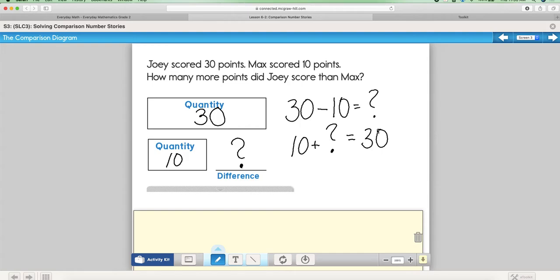So now on your dry erase board, I want you to tell me what the difference is. Joey scored 30 points. Max scored 10 points. How many more points did Joey score than Max? Write down the problem that you would choose to solve this parts or comparison number story. You can either do it as a subtraction problem or you can do it as an addition problem. But write down the problem, hello Landon, write down the problem that you would use to solve this number story.